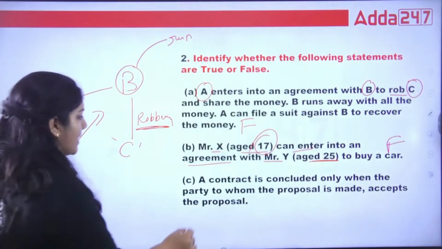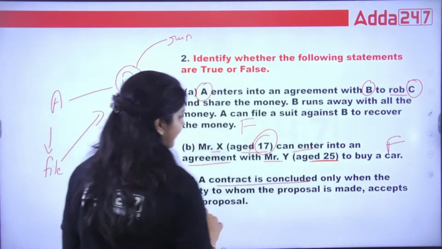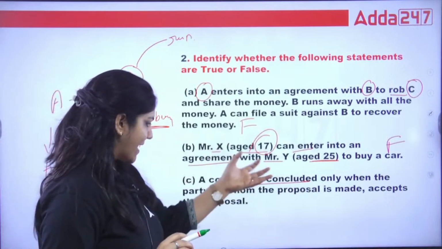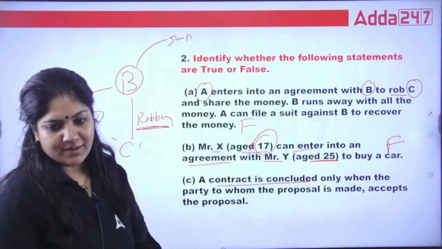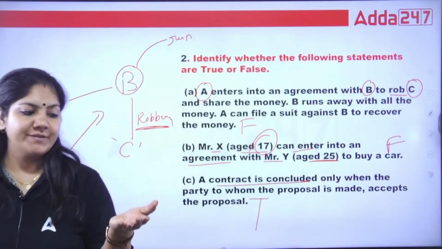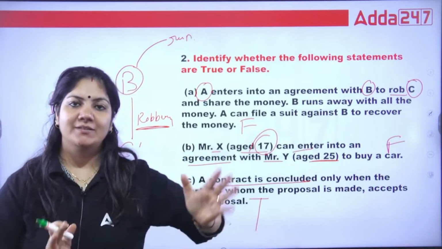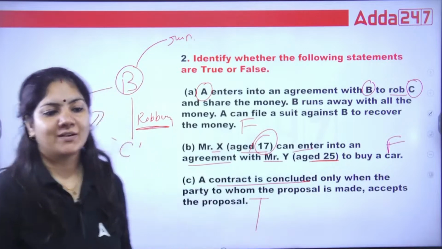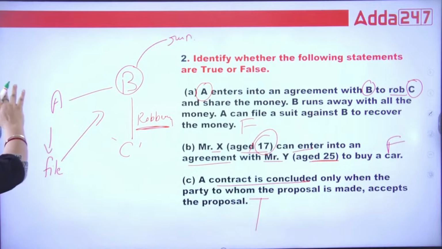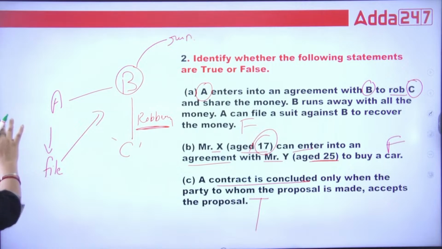Now, a contract is concluded only when the party to whom the proposal is made accepts the proposal. That is absolutely true. When the offer is accepted, then this is the beginning of making any contract. So I think this is complete. So this is called, class, the summary of general principles of contract, and I hope you people understand this.